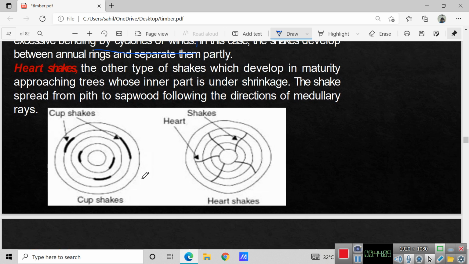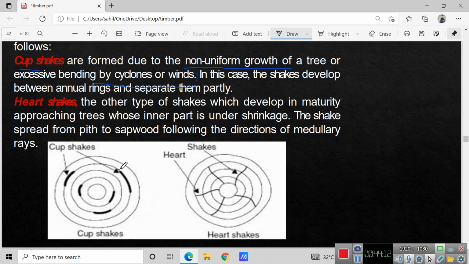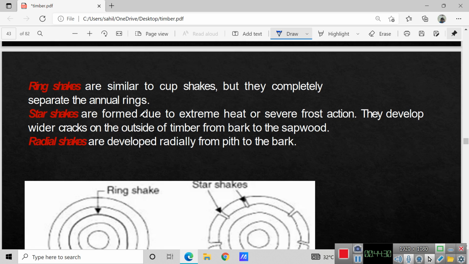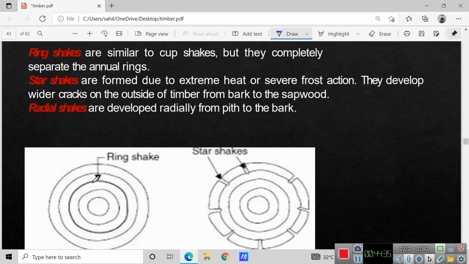Now here you can see, in case of cup shakes, it is along the annual rings. Some part of annual rings get defects in them. And in case of heart shakes, you can see the defect is along the medullary ring. Ring shakes are similar to cup shakes, but they completely separate the ring. So in case of ring shakes, they occur along the annual rings, but they completely separate one annual ring from the other.